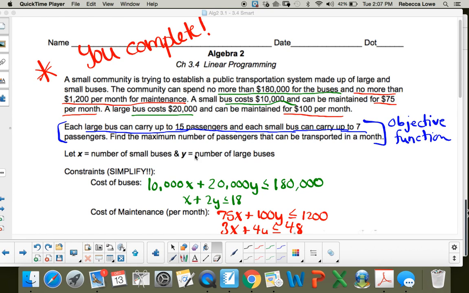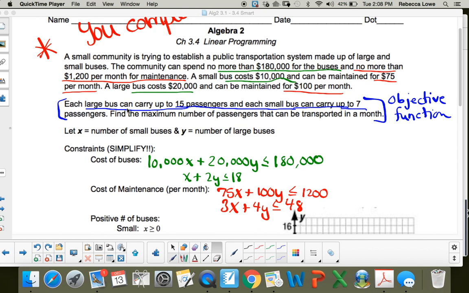This is the third and final video in the Chapter 3.4 Linear Programming lesson. You are instructed to attempt the linear programming problem at the bottom of the page, and there is also a spot for you to show your work on the next page. And so I'm going to go through the solution to that.